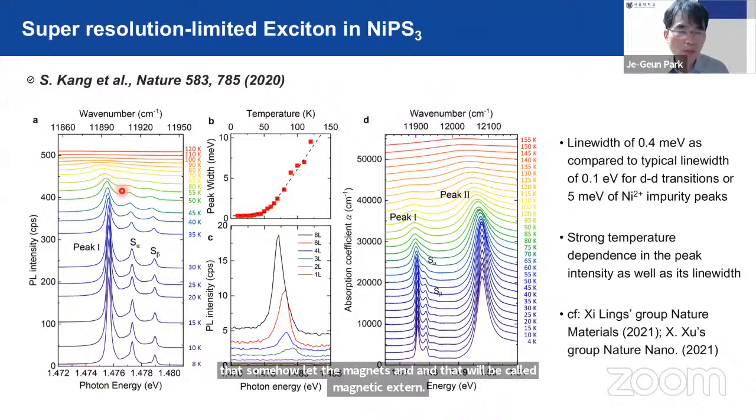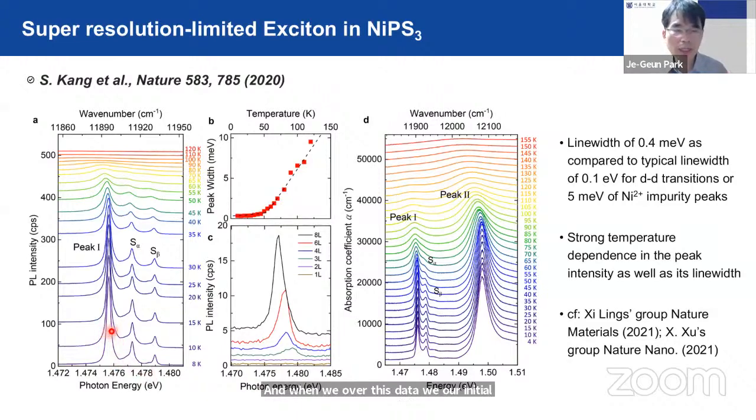When we observed this data, our initial interpretation was, because of this very, very narrow width, we almost thought this is actually a defect, because you cannot have 0.4 meV resolution for any many body physics. Typical units: the dd excitation for nickel 2+ is about 0.1 eV, or if you want narrow peaks like impurity, that can be 5. 0.4 is extremely narrow. So we decided to do an optical absorption measurement, which can test whether it's coming from a defect. We found similarly strong peaks, with almost the same temperature dependence. It completely ruled out that these peaks have anything to do with impurity.